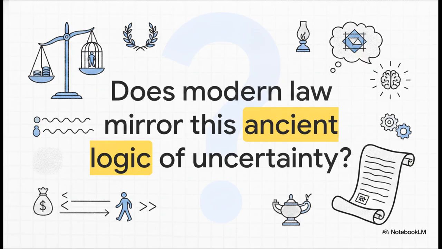It's pretty amazing to realize that thousands of years ago, jurists were already recognizing that when the facts are fundamentally unknowable, the only way to deliver justice is to weigh the severity of the law itself.